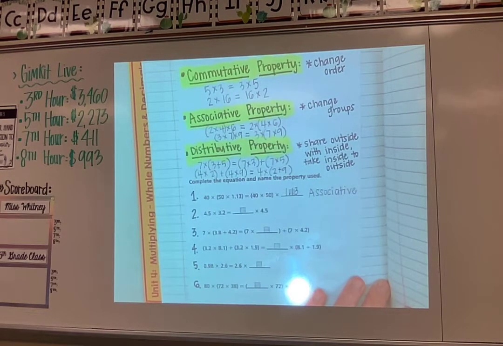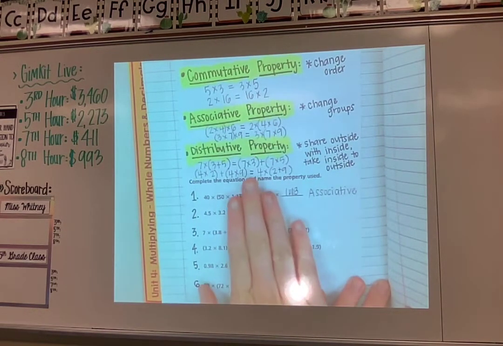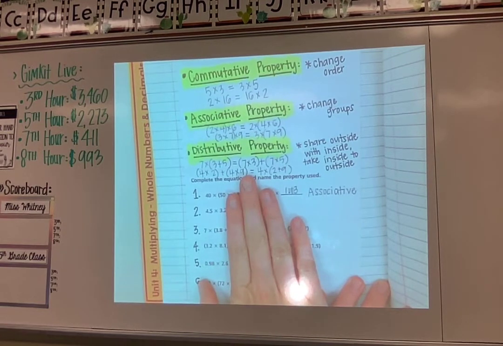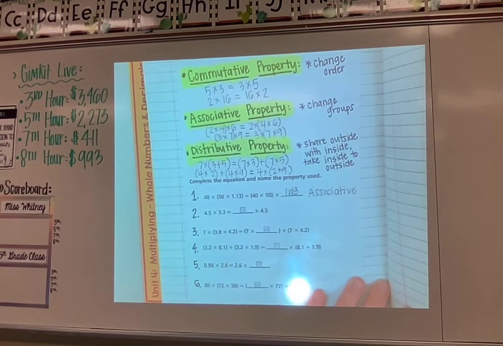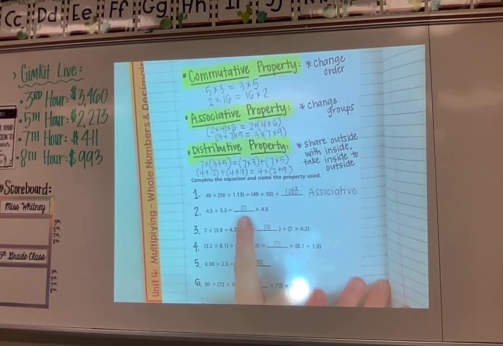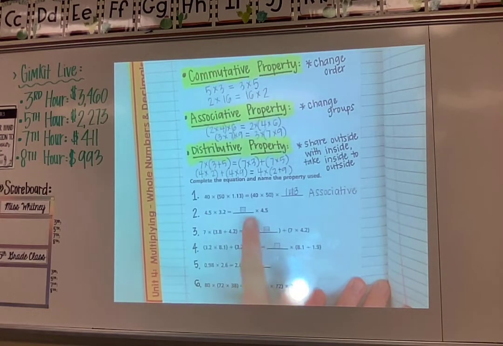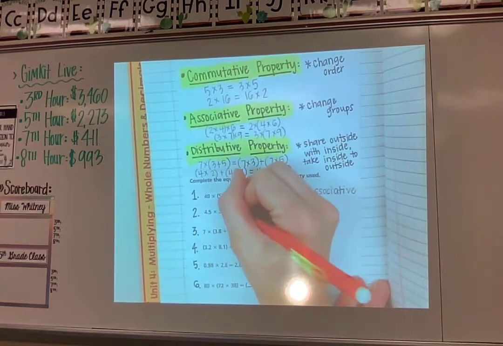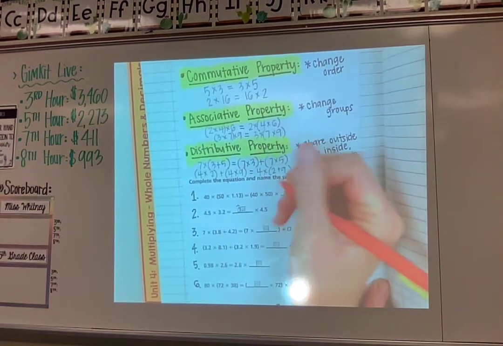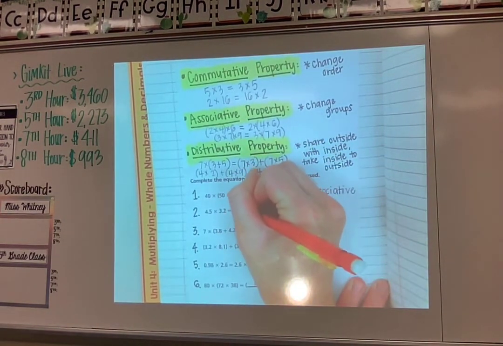Let's try number 2. So again, I'm going to cover up behind the equal sign. 4.5 times 3.2. Simple enough. And on the other side, they have blank times 4.5. Well, what would need to go in that blank so that this side matches this side? Well, 3.2 is the only thing missing. So 3.2 would have to go on this side.